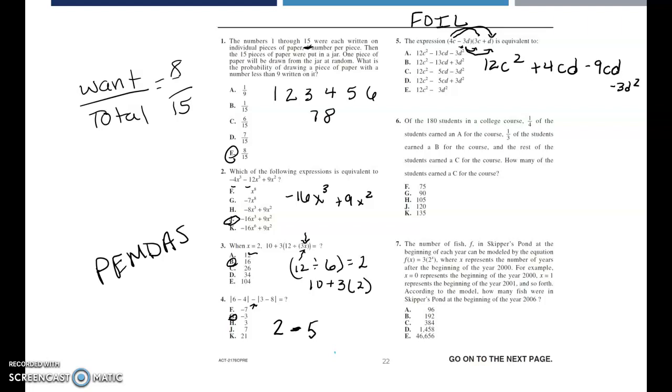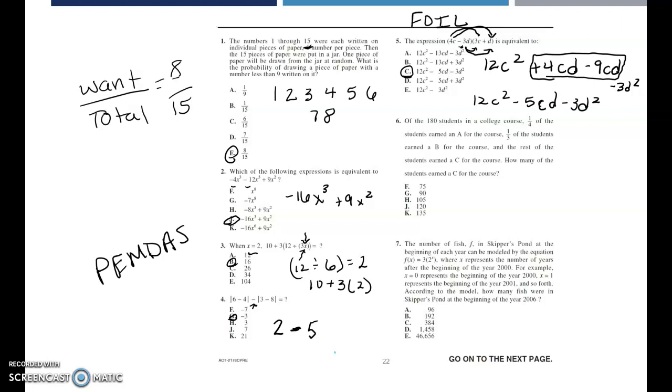3d squared. Your last step is to combine like terms. These are your only like terms, 4 minus 9. Hopefully you're telling yourself 4 minus 9 is negative 5. Your variables stay the same. So your answer would be C.